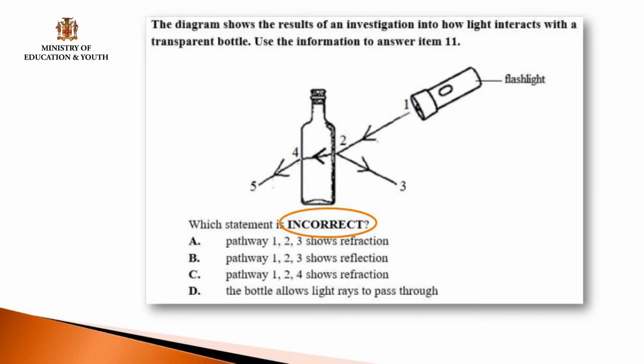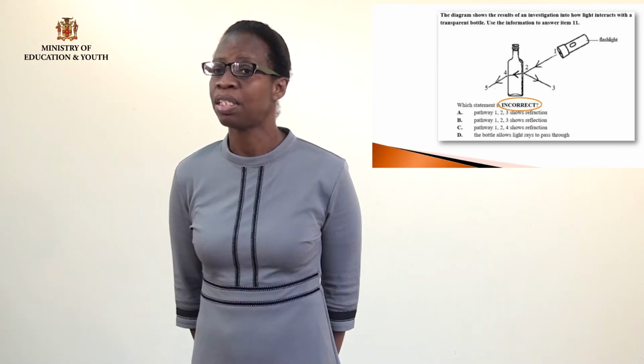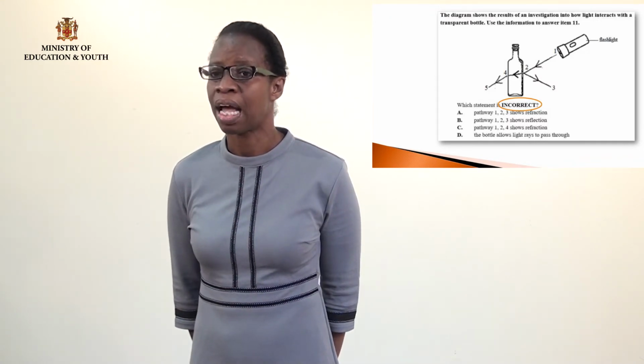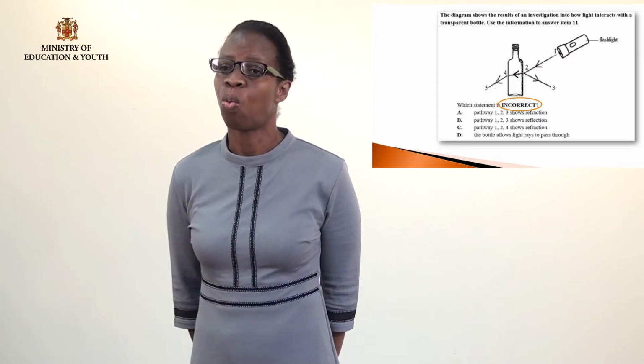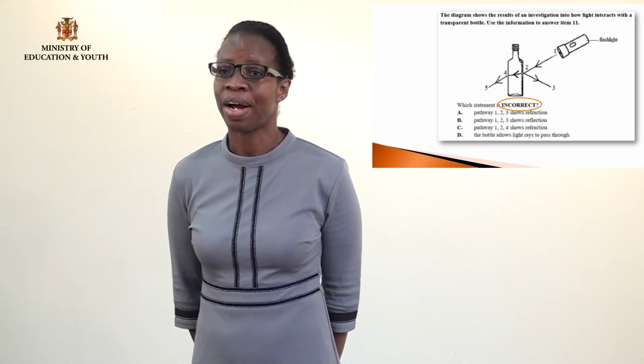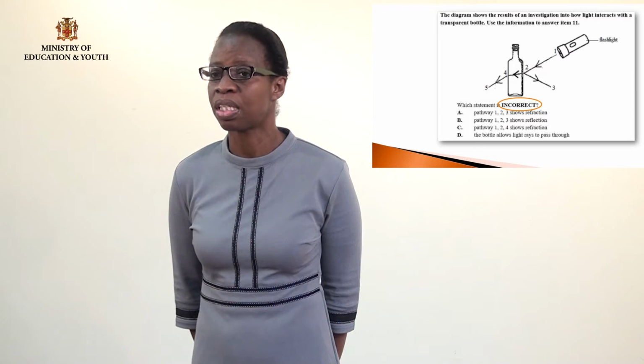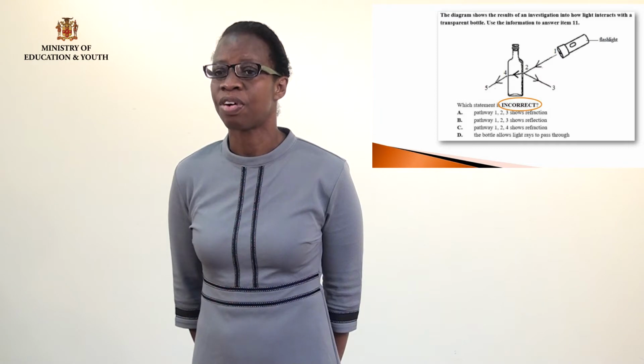So today we're looking at an investigation of how light interacts with a transparent bottle. So we're given a diagram that we must interpret, and we're asked which statement is incorrect. So please note that this question, as mentioned, we're looking for the instructions, is asking us for the statement that is incorrect. And so we have to look for what is not suitable for the diagram presented. All right, so our first task then is to look a bit closely at the diagram. So let's look at the diagram a bit further.